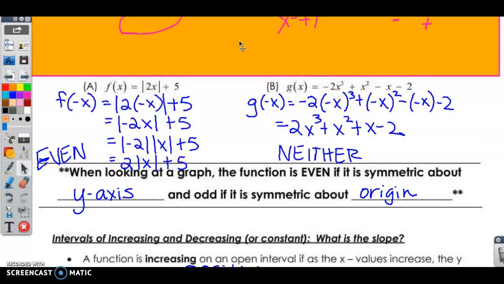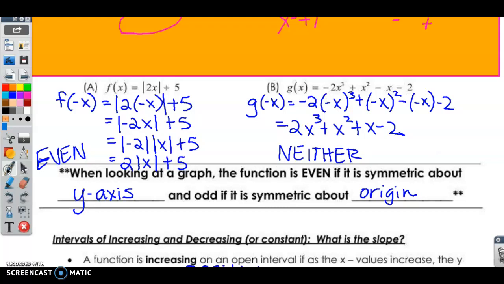Okay, so again, you're plugging in negative x, and the sign for A is the same, so it's even, and the sign for B is, let's see, what changes in B? Oh, negative x cubed becomes positive x cubed, but then the sign doesn't change, so we don't even have to look any further. We can say it's neither.